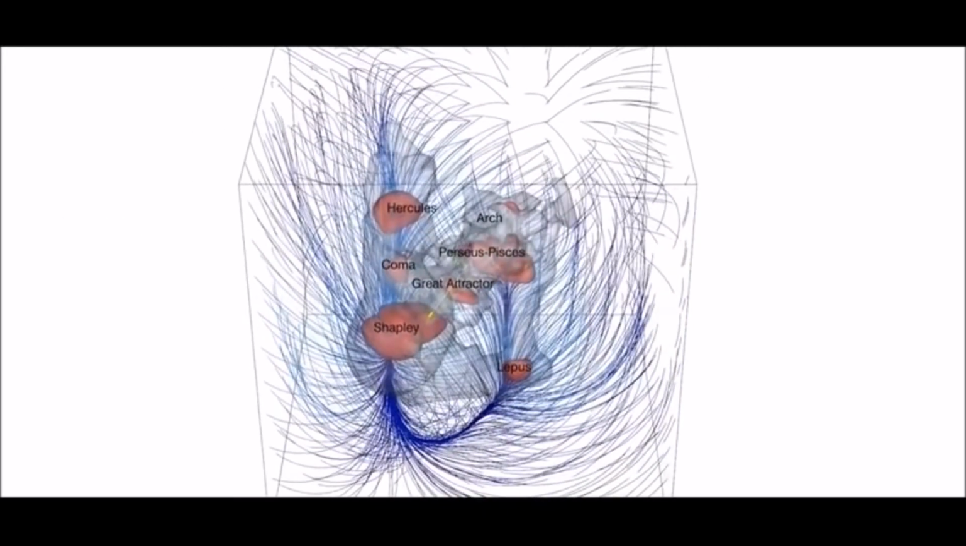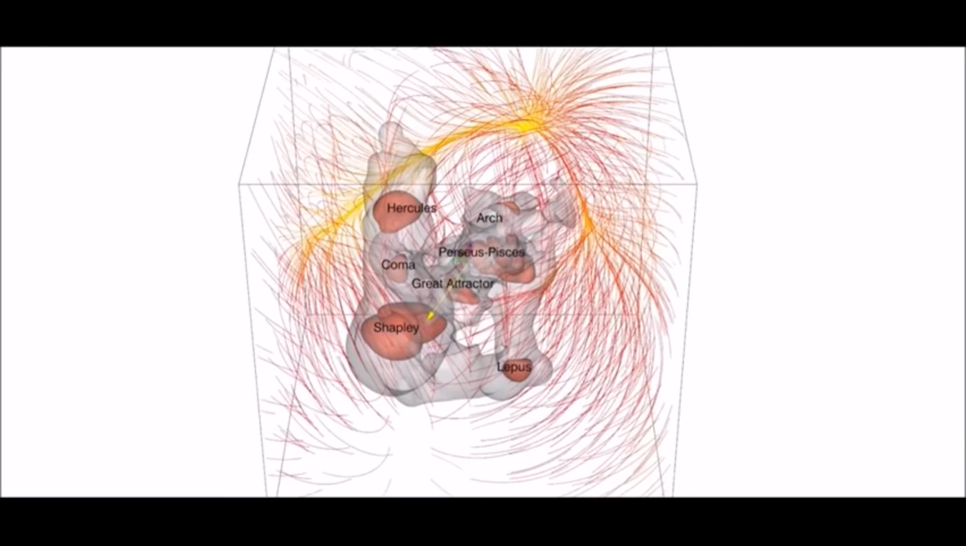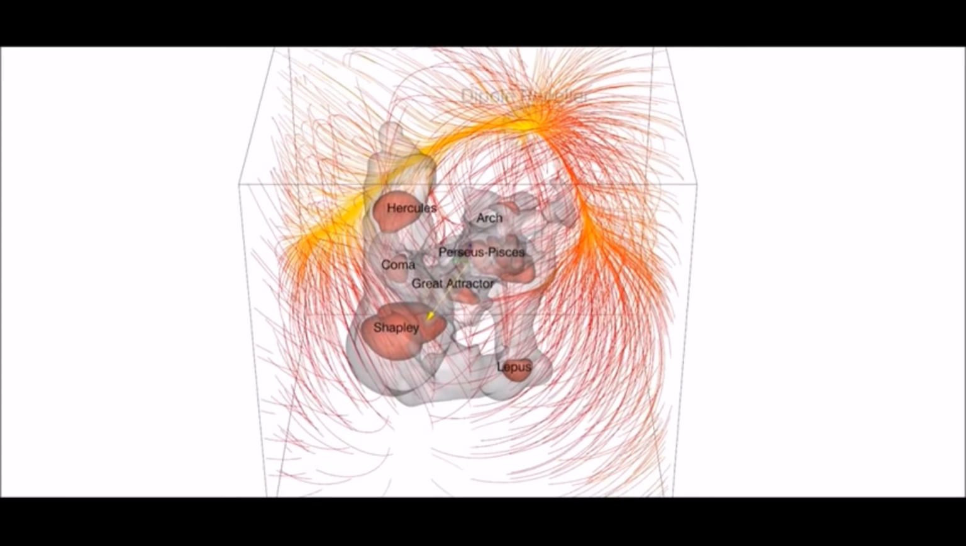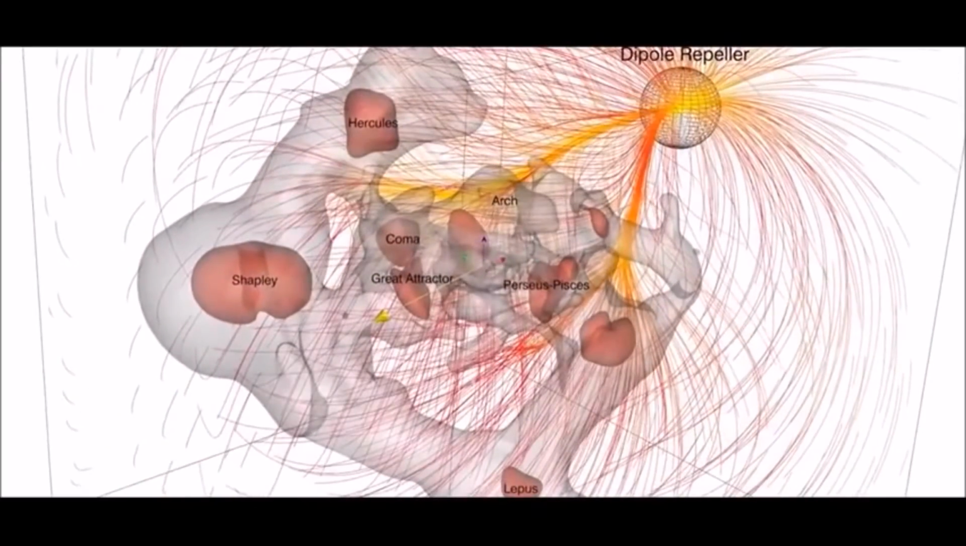To further investigate the nature of the repulsion, we transition to the visualization of the antiflow, namely the negative of the flow. The antiflow converges on a location that we name the dipole repeller. For convenience, the region of the dipole repeller is materialized by a sphere of 5,000 kilometers per second diameter centered on the point of convergence.